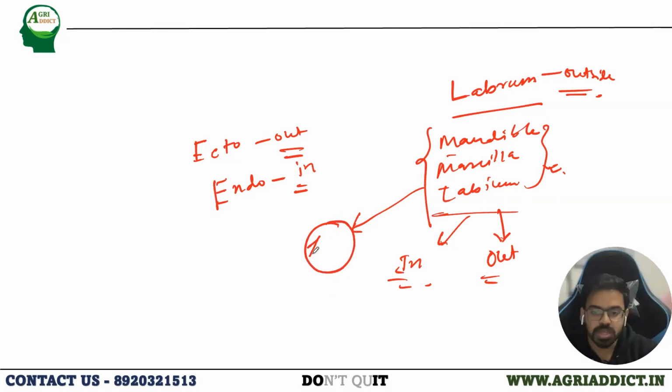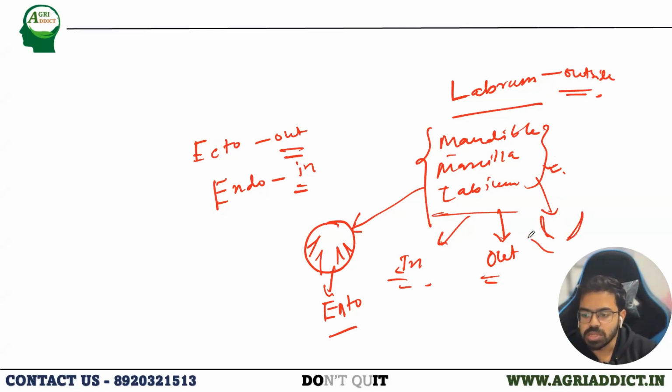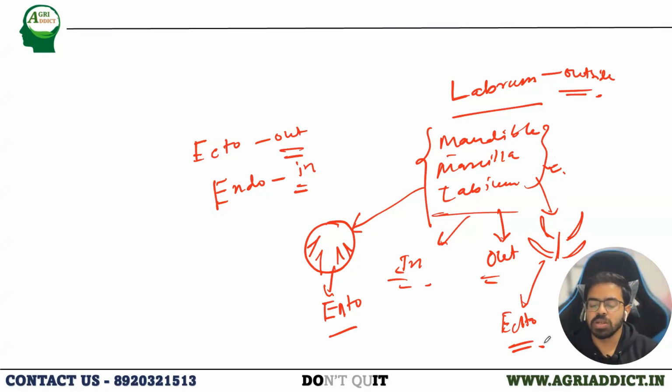these three portions are in a pouch. In that case, it is known as entognatha. And where it is simply outside, then it is known as ectognatha. In simple language, if the mandibles, maxillae, and labium, the mouth parts, are inserted in a gnathal pouch, then it is known as entognatha. If it is not inserted in a pouch, if it is outside, then it is known as ectognatha.